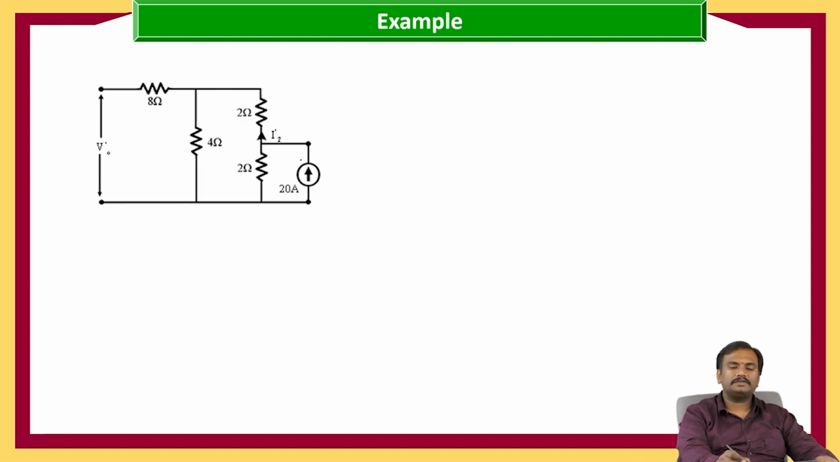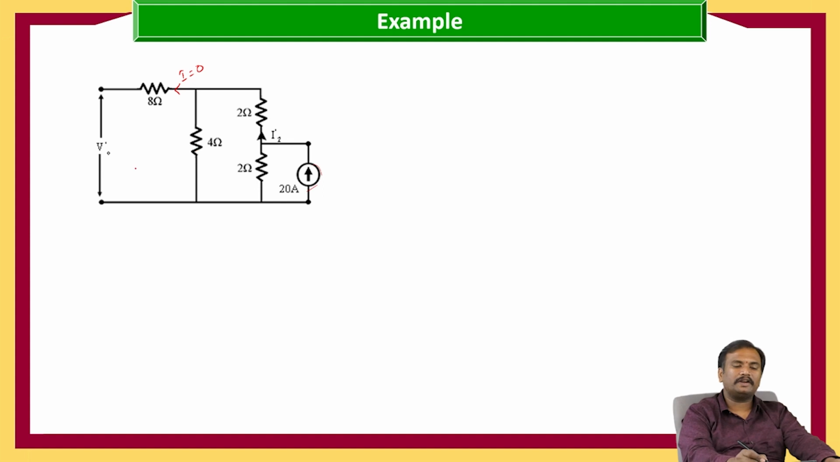Here the current source position is changed, that is, it is connected in parallel to the resistance, and here we are going to calculate the V naught dash. Here it is a current source, so we have to open circuit. So no current will flow through the 8 ohm resistance.